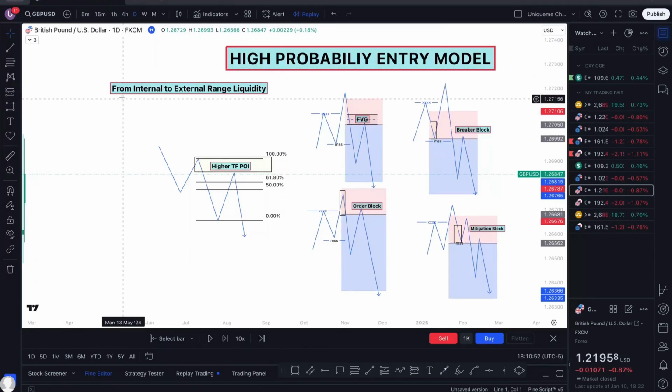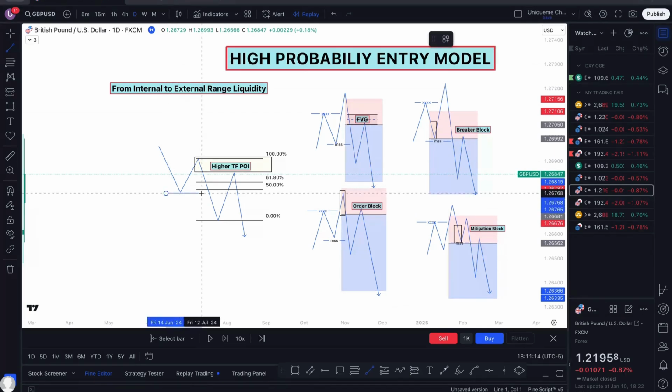Now the market moves in a sequence from internal range liquidity to external range liquidity, and from external range liquidity to internal range liquidity. Now, how does this work? Firstly, you see a higher high, higher low, higher high, higher low. In the simplest form I can explain it for beginners, you see a break of structure from here.